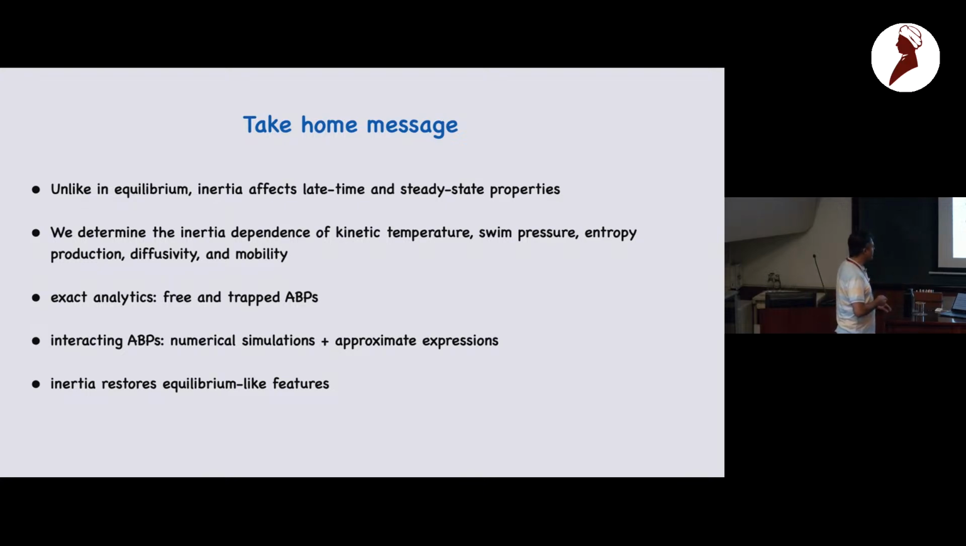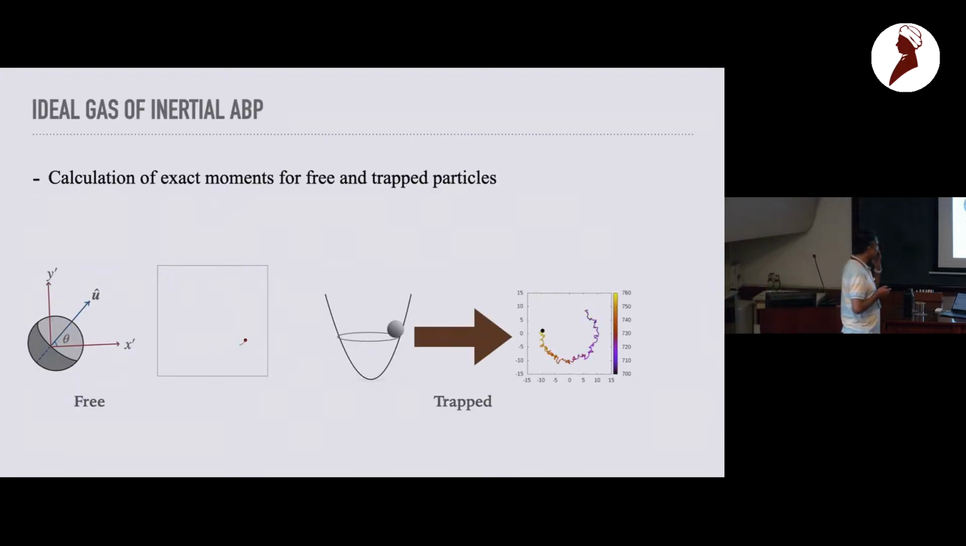And for interacting active Brownian particles, we'll show you some numerical simulations and give you some approximate expressions, where we use our experience from the analytic calculations wherever we can to write down these expressions. And then there is a generic statement of what we find: inertia restores equilibrium-like features. It sort of kills the non-equilibrium features of activity as you increase inertia. Okay, so this is how we model it.